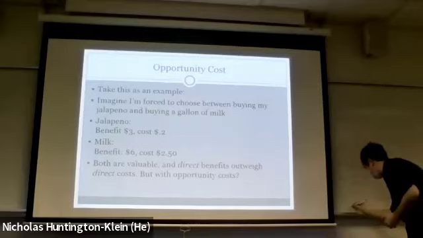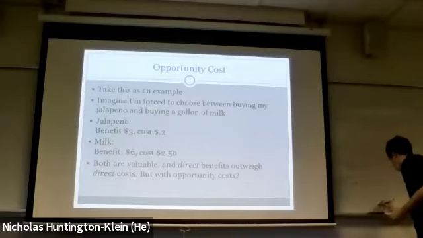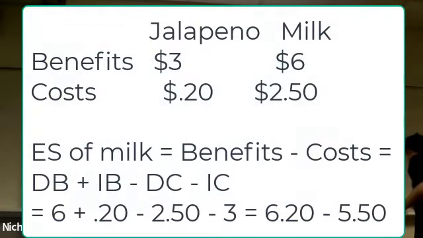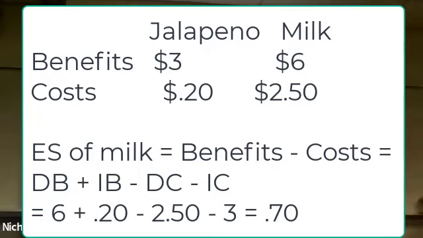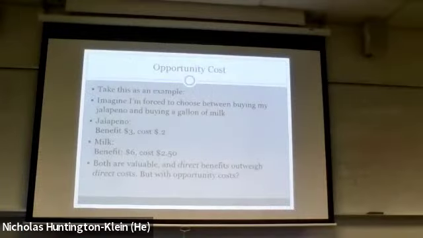So this time we get $6.20 minus $5.50, which is positive 70 cents, right? So the first calculation is saying the jalapeno is 70 cents less good than the milk. This one is saying the milk is 70 cents better than the jalapeno. And so therefore we should choose the milk.